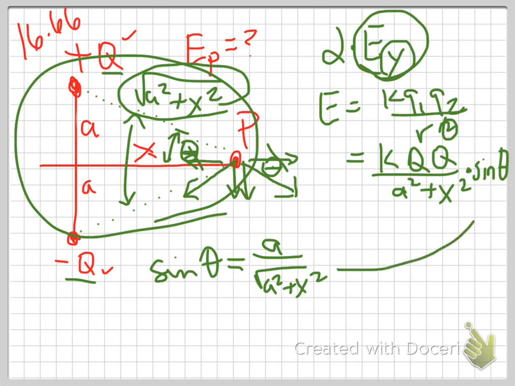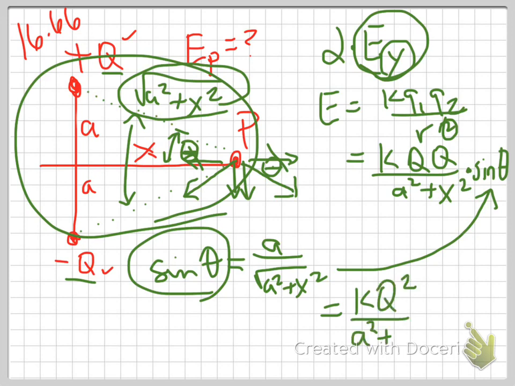So I don't even have to figure out what theta is. I can plug in what the sine of theta is there, and I get k, q times q is q squared, over a squared plus x squared, times a over the square root of a squared plus x squared, right? That's what we got here. And I got to remember to double it. So that's my answer. I can reduce this a little bit.